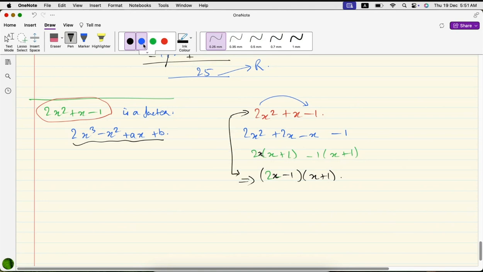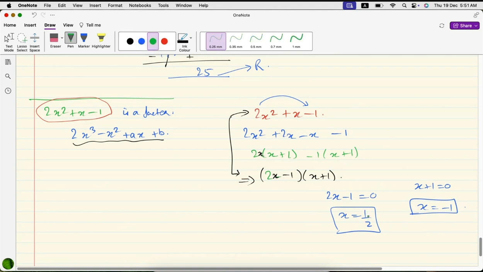The first one was written in quadratic form. The second is two linear factors being multiplied. So we use 1 by 1. 2x minus 1 is equal to 0. X is equals to 1 by 2. And the second is x plus 1 equal to 0. X is equals to minus 1.